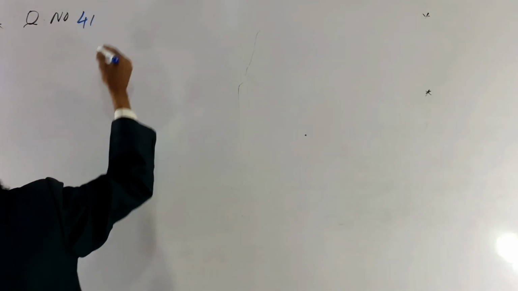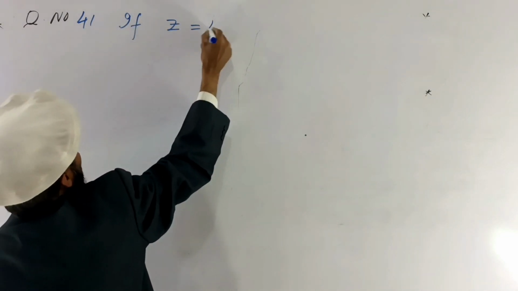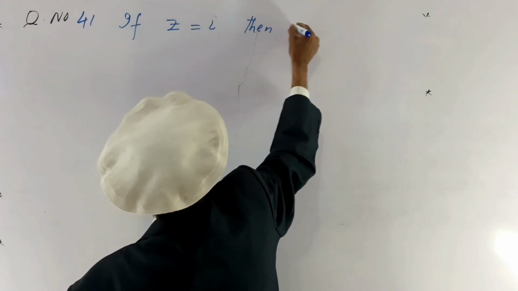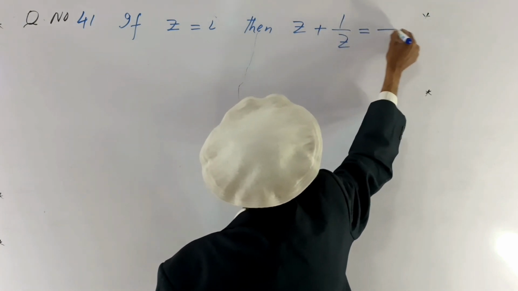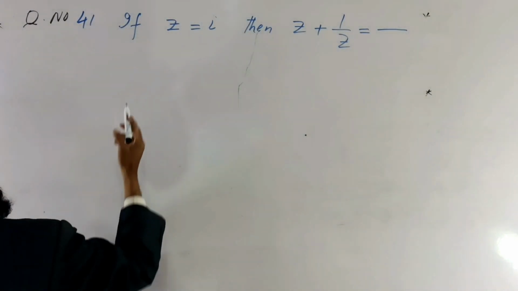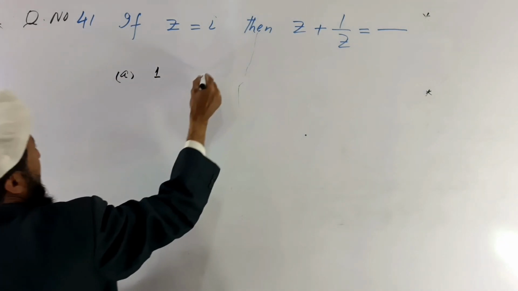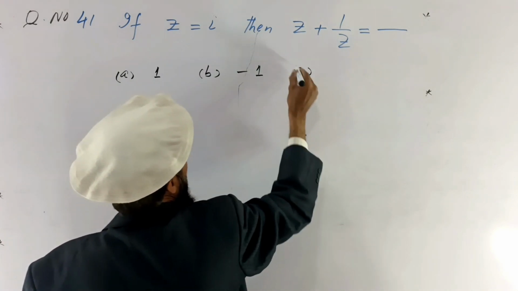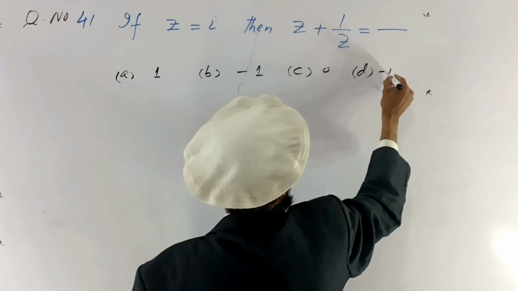Question number 41. If z is equal to iota, then z plus 1 over z is equal to what? Options: a) 1, b) minus 1, c) 0, d) minus iota.